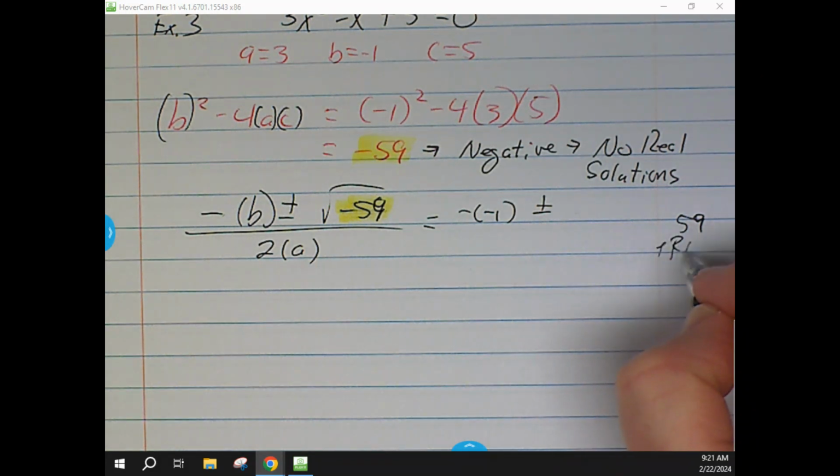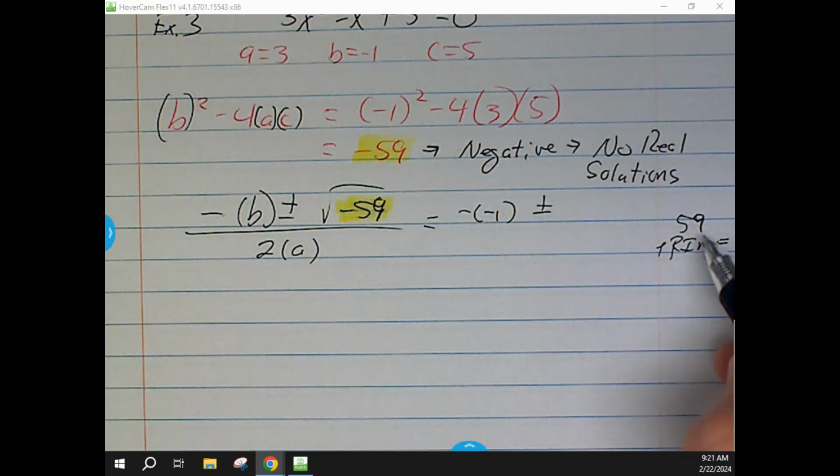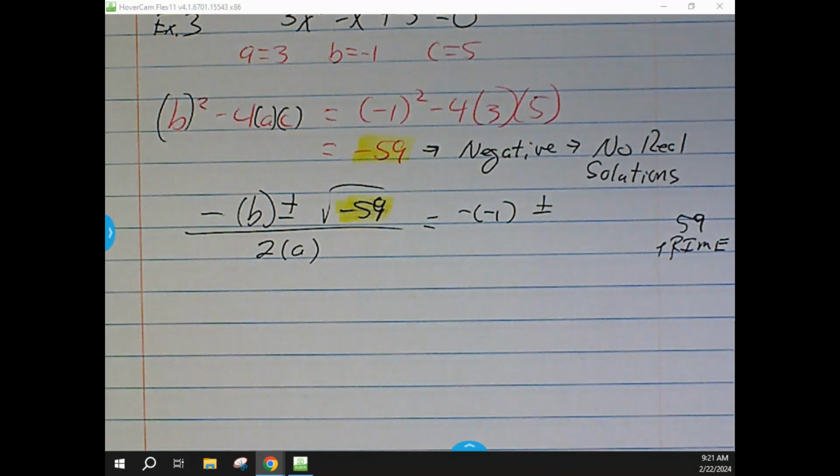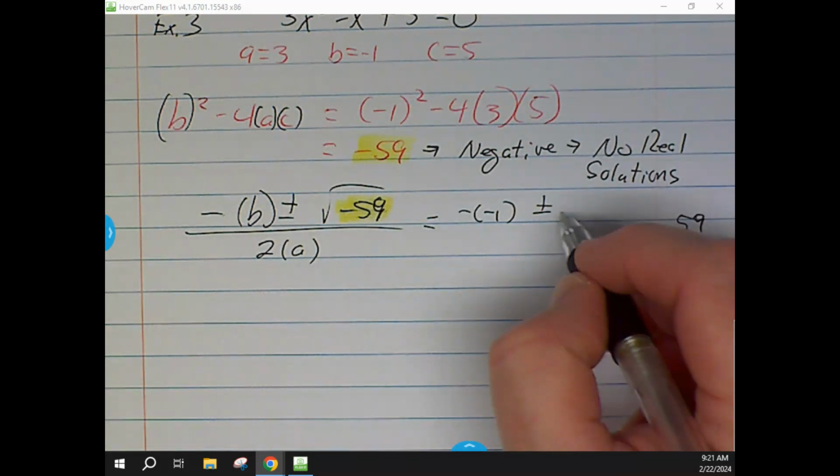So it's kind of a good news, bad news in this case. Bad news is it's prime. The good news is it's prime, which means we don't have to simplify the -59. For that one, it doesn't simplify.